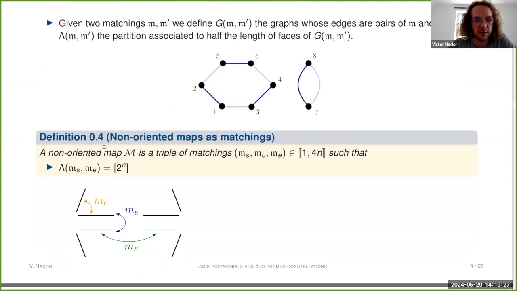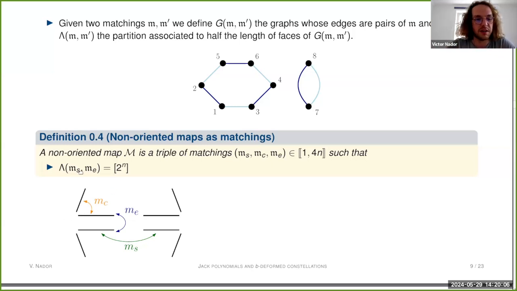Well, simply we take a triple of such matchings, and we work with quarters of edges. With maps we had half edges; here we have quarters of edges, and we have a first matching ME that tells us how the quarter edges are paired together to form a half edge. Then a matching MS that tells us how the quarter edges are paired together to form the side of a face. And then the matching MC encodes the local structure at the vertex.